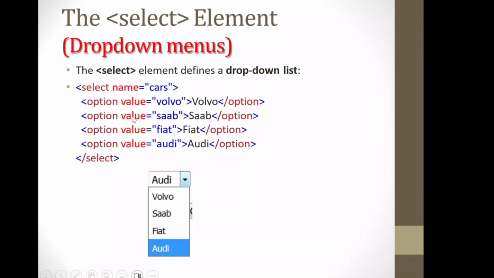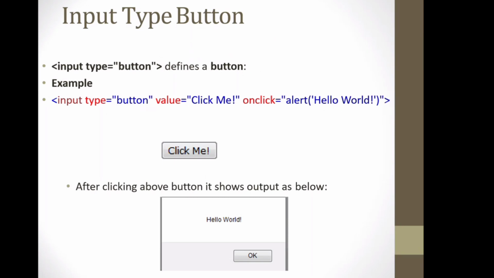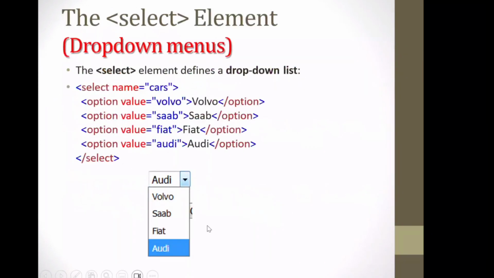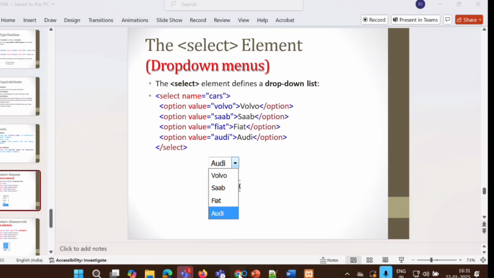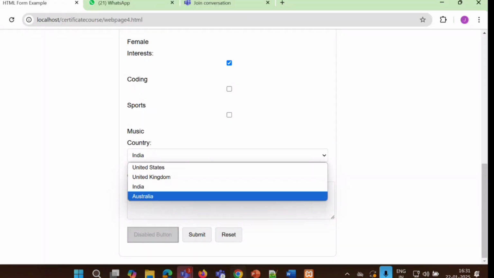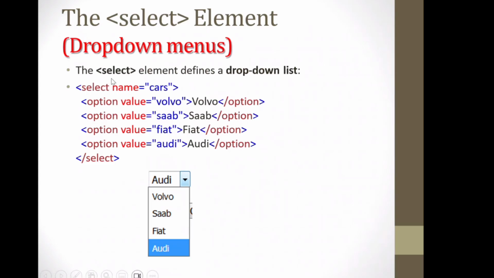Drop down. Okay, so up till now we have seen the input tag only. All these are created by using the input tag only. But suppose we want to create a drop down like this, or in our example, we have this drop down, right? This drop down can be created by using the select tag. We have the select tag and the individual values are created by using the option tag. So option is a child tag of the select tag.